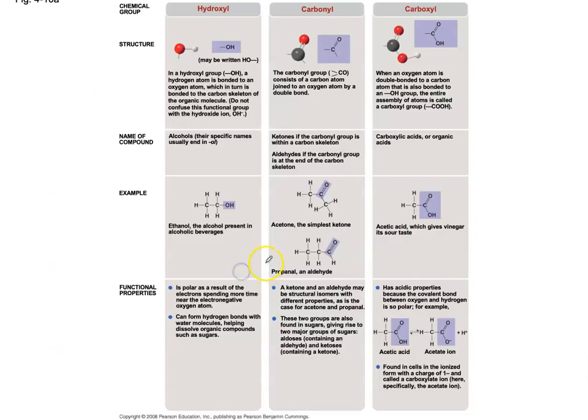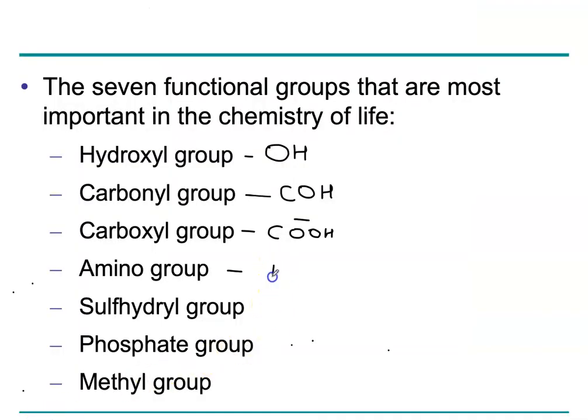An amino group usually has an H attached to it. So I might have something like this, NH2. There are different variations of that. Sulfhydryl group has S attached to it. Sometimes it's also called a thiol group. Thiol meaning sulfur.